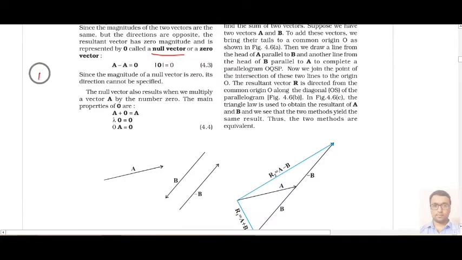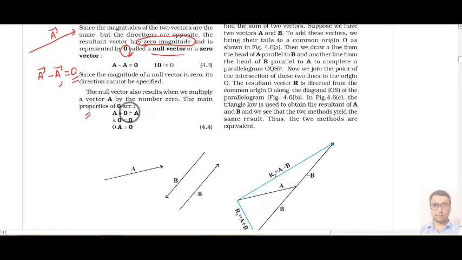When we subtract two vectors which are equal, like vector A is given, and if we subtract vector A from itself, then the resultant that we get is called null vector. Okay, so null vector is basically what? It has zero magnitude, as you can see here, and it is represented by 0, and it has no direction.